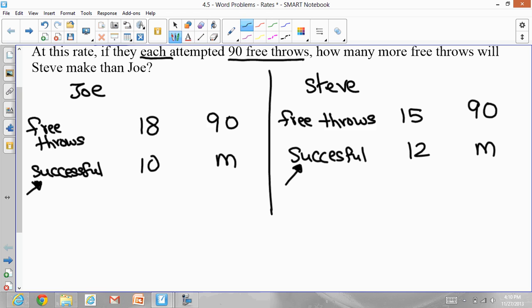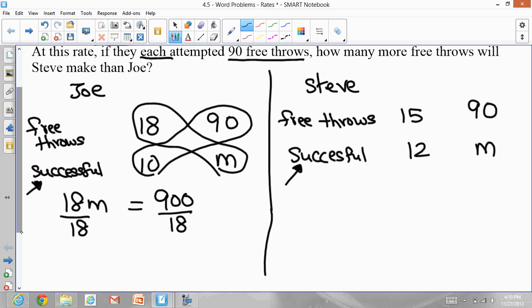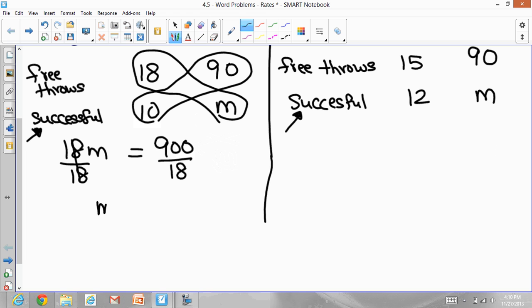Let's do the usual method. 18 multiplies M to give you 18M, and 10 times 90 is going to give me 900. 9 times 1 is 9, this 0 and this 0. Now divide by 18 to get rid of the 18 here and here. Cancel. You got M equals 900.